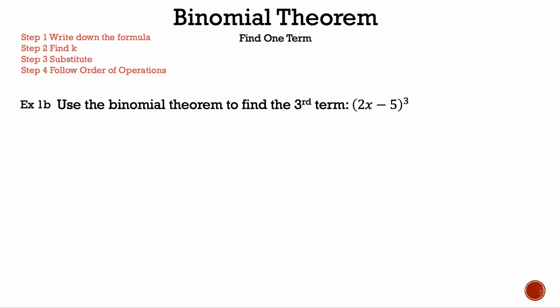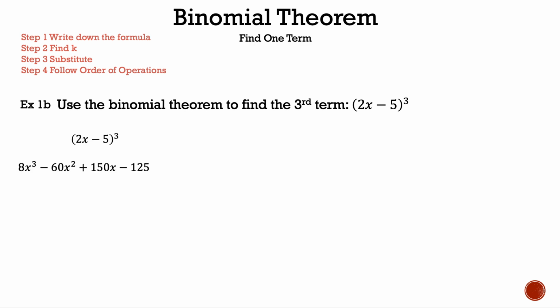Now, let's take a look at example 1b. The steps have changed. Let's read them. Step 1, write down the formula. Step 2, find k. Step 3, substitute. Step 4, follow order of operations. Now, let's read the question. Use the binomial theorem to find the third term of the quantity of 2x minus 5 raised to the power of 3. Whoa, is this the same question as example 1a? Yes, it is.